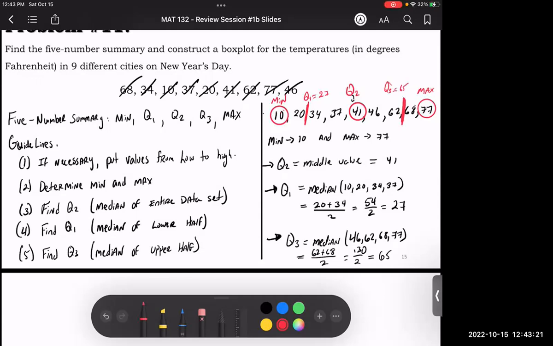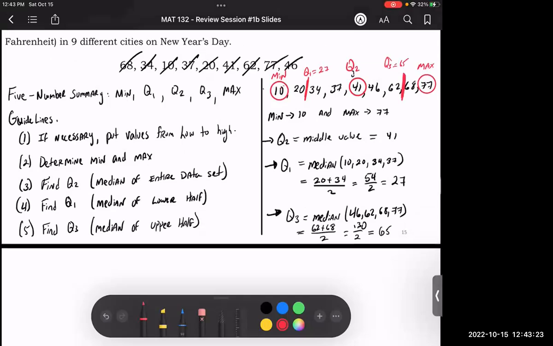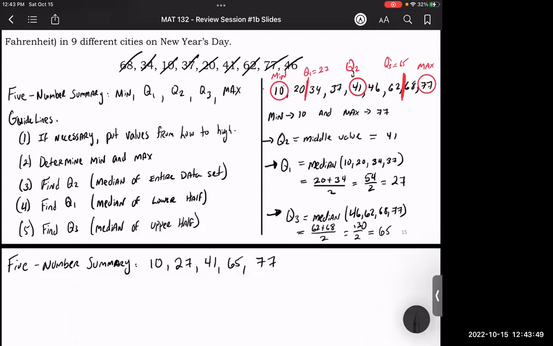So if you actually want to write it out, the 5-number summary in order is going to be 10, 27, 41, 65, and then 77. Any questions?